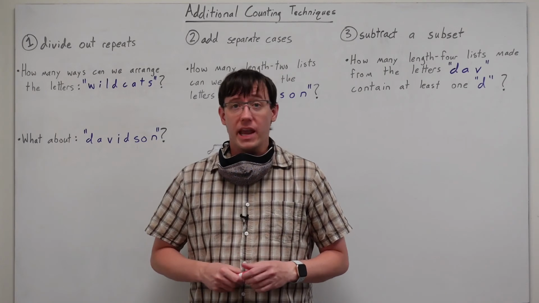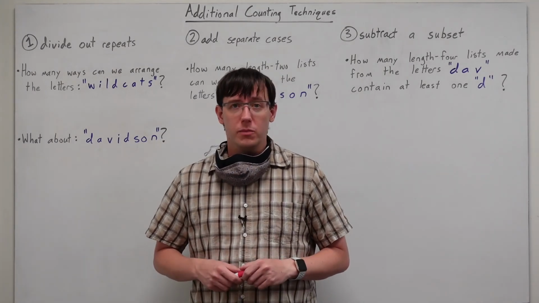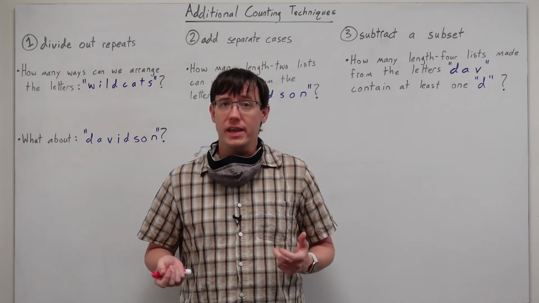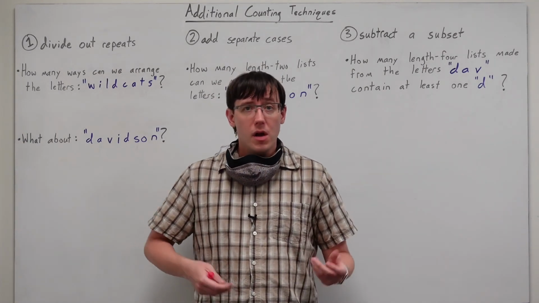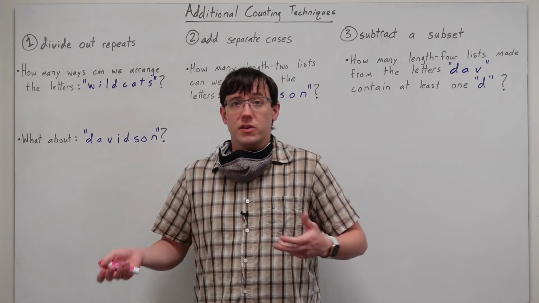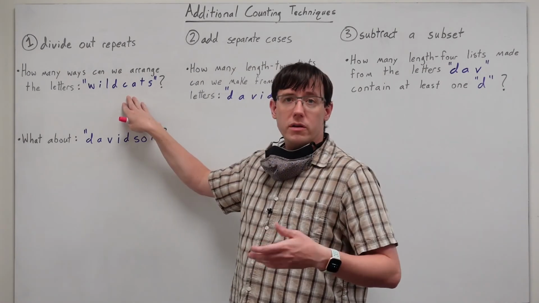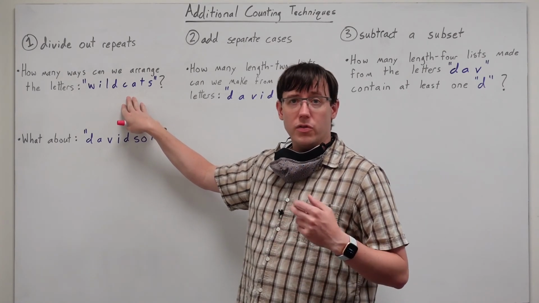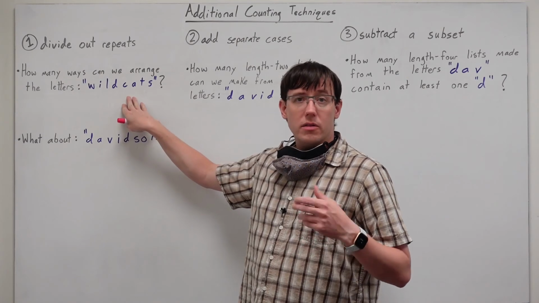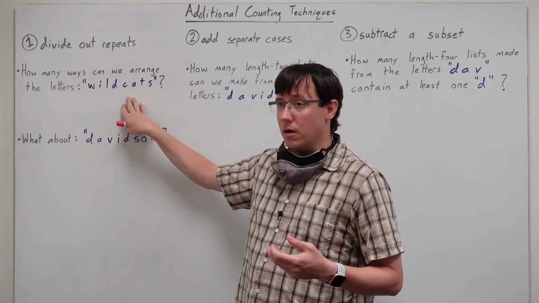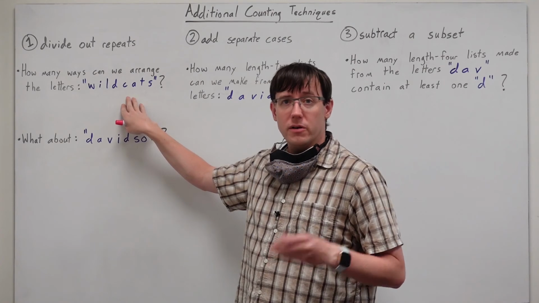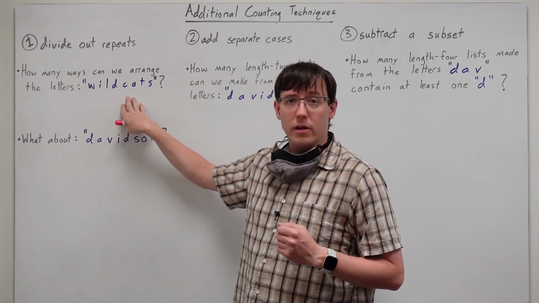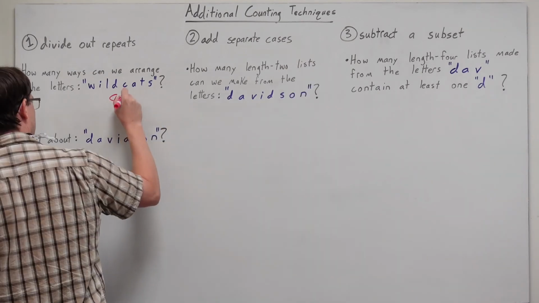To help us in solving a wider range of counting problems, I wanted to go over a few additional techniques that are all based on the list counting we've done so far, but will be helpful in some special cases. If we want to count the number of ways that we can rearrange the 8 letters in the word wildcats, then we know that there are 8 possibilities for the first letter times 7 for the second, and so on, so we get 8 factorial possible arrangements.